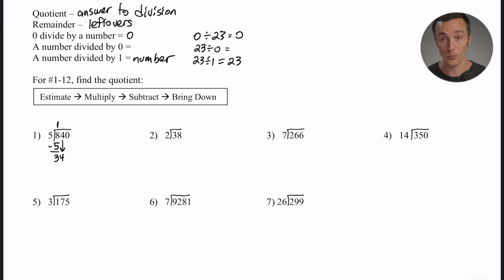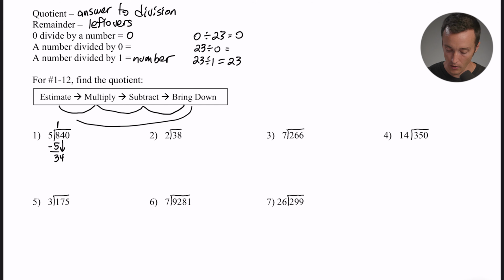Now we're ready to repeat the process. So again, we started to estimate, then we went to multiply, then subtract, then bring down, and then you're ready to go all the way back over to estimate and start over again. So let's estimate.